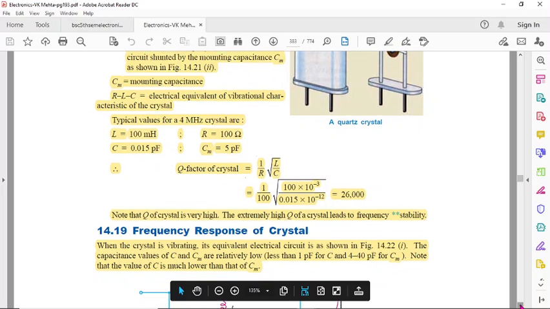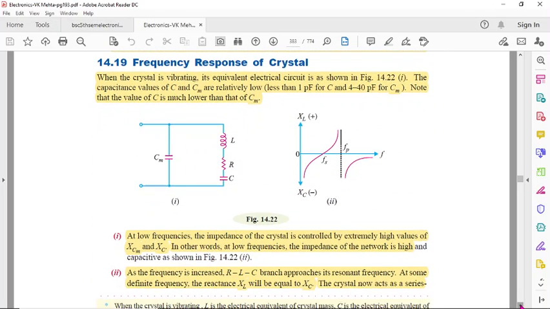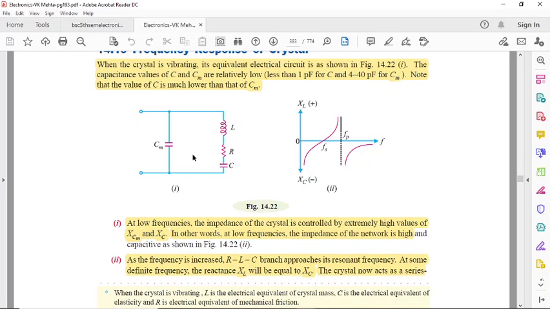Then the frequency response of crystal. When the crystal is vibrating, its equivalent circuit is given here. The capacitance values of C and Cm are relatively low.